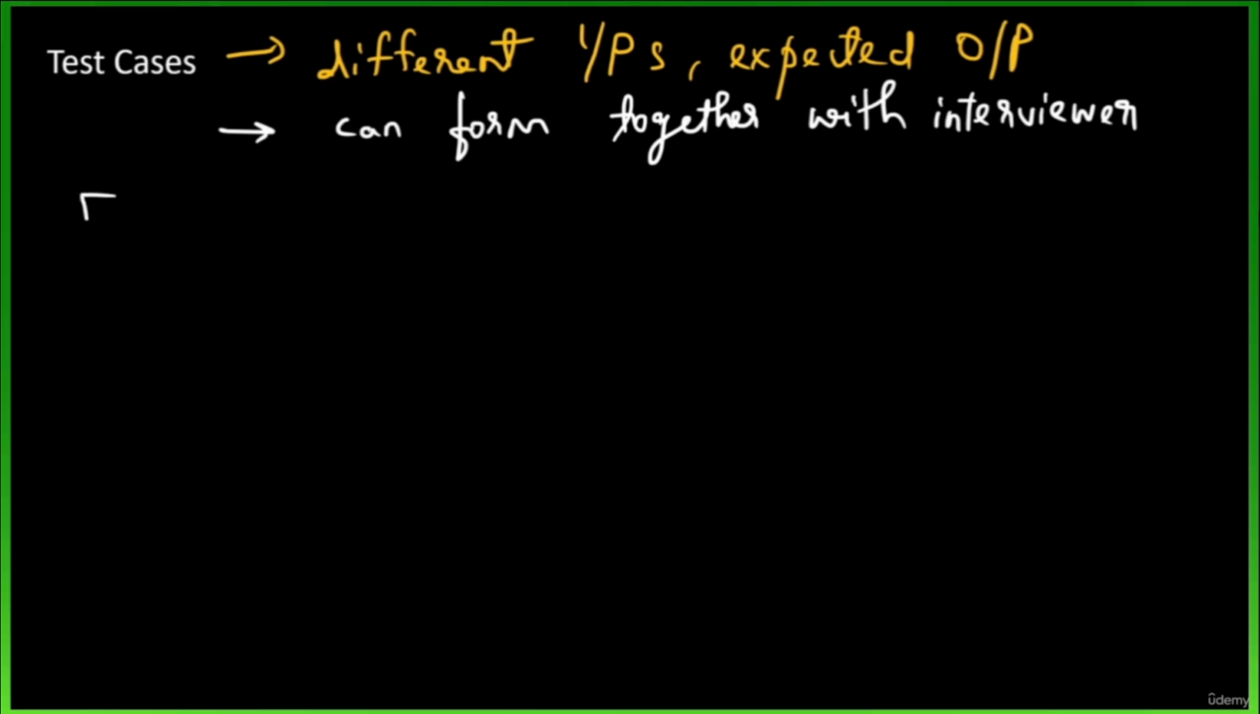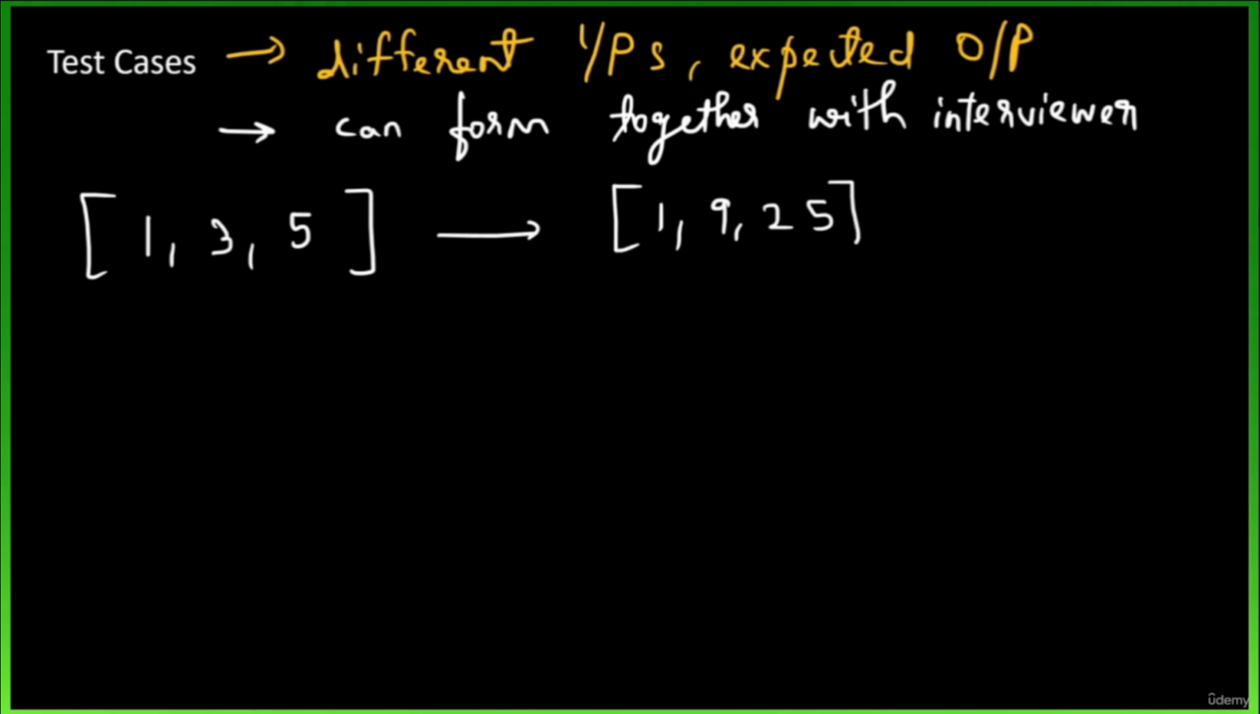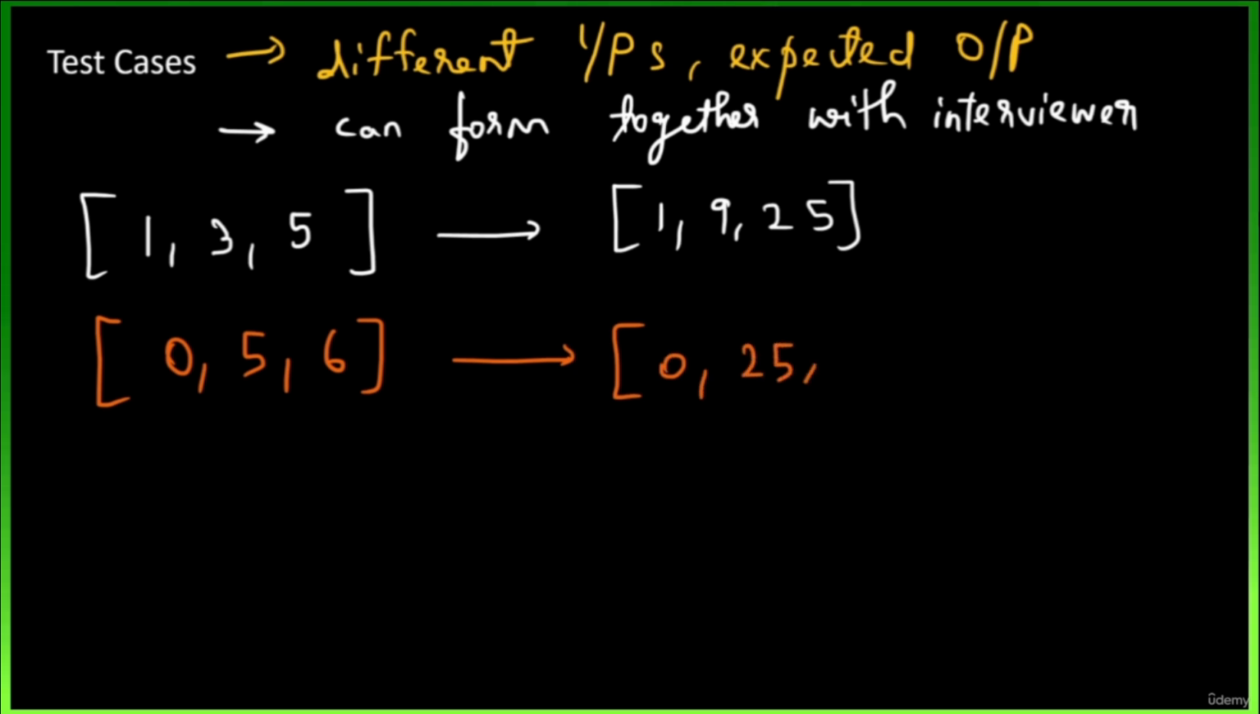Let's say the input is an array where 1, 3 and 5 are the integers in the array. Now we would have to square these and sort them, right? So 1 square is 1, 3 square is 9 and 5 square is 25. So the output should be 1, 9 and 25. Now let's say we have another array which is 0, 5 and 6. So what should be the output in this case? In this case the output should be 0, 25 and 36, right? 25 is 5 square and 36 is 6 square.